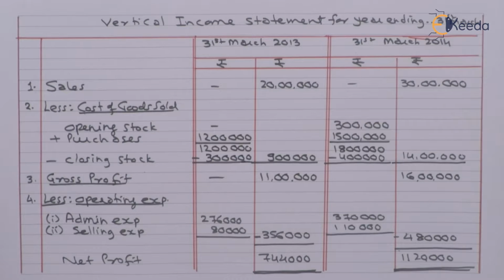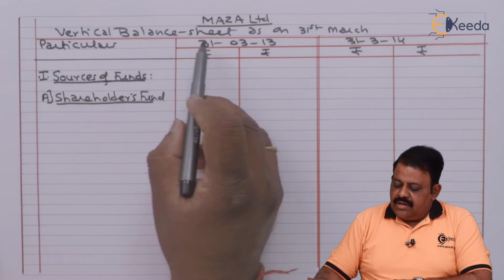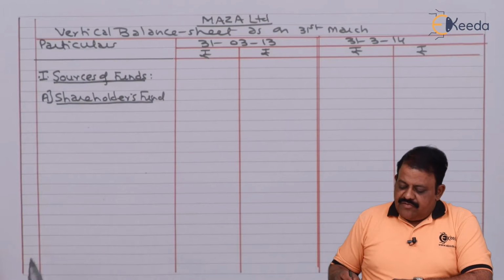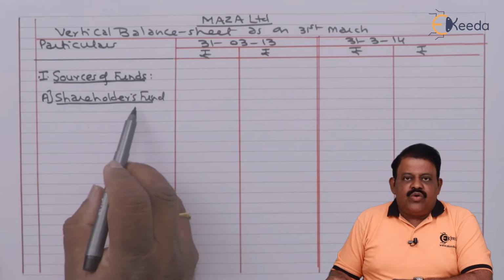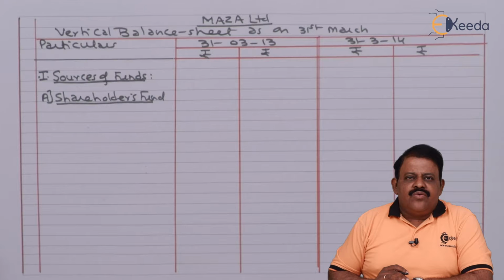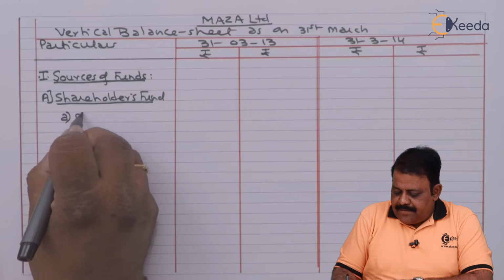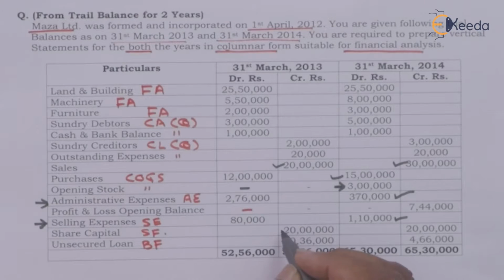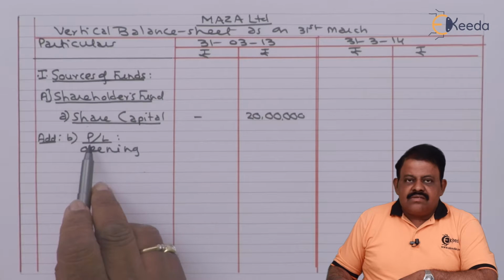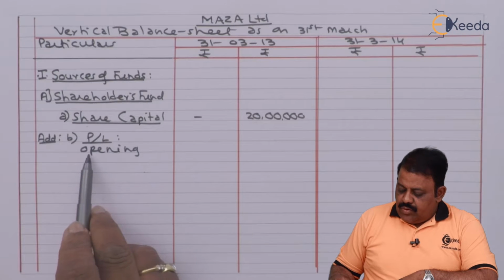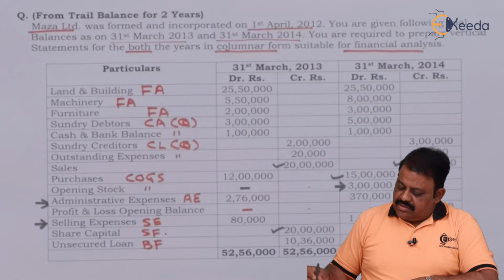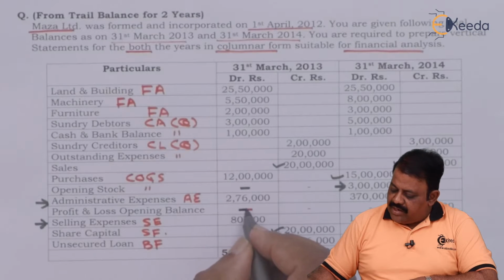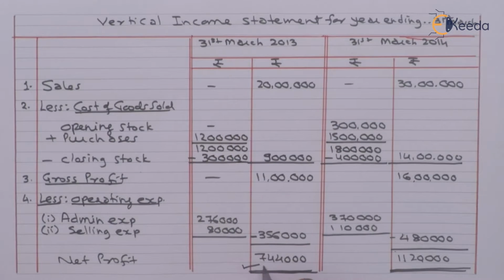Let us proceed to the balance sheet. Masa Limited vertical balance sheet as on 31st March 2013 and 2014. First part, sources of funds. Shareholders fund. In shareholders fund, first item we have share capital. Share capital, first year we have 20 lakhs. Next, profit and loss account, opening balance. In reserves and surplus, we have profit and loss account, but as it is the very first year, there will be no opening balance. Current year profit is 7 lakh 44,000.